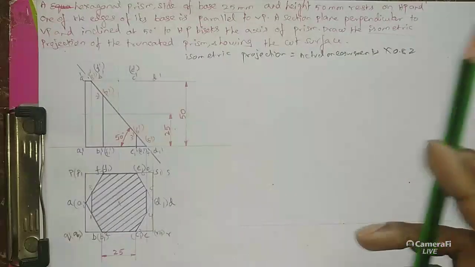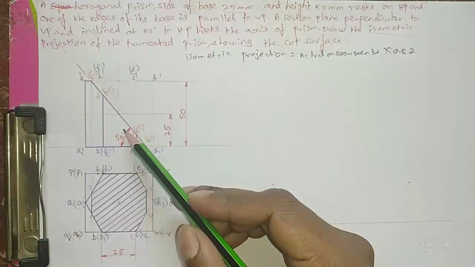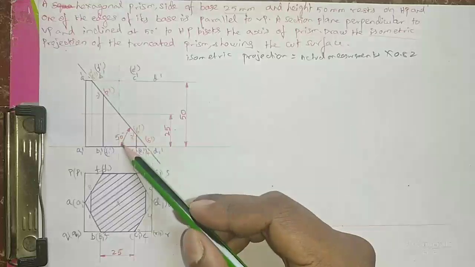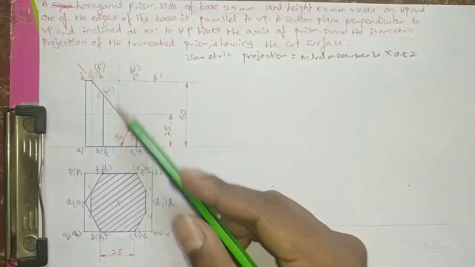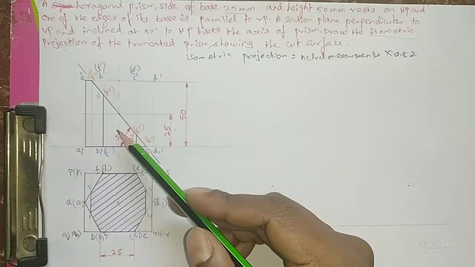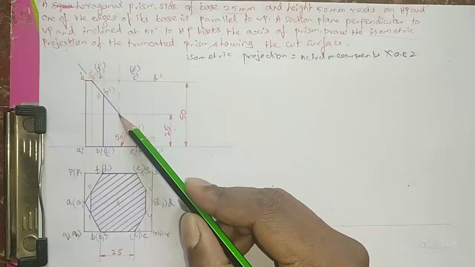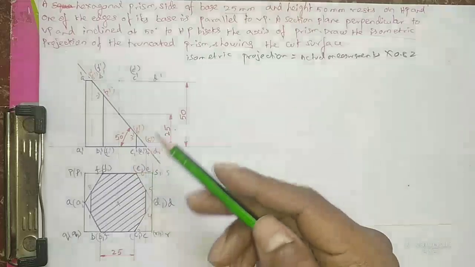Here, this is the section plane, because the section plane is perpendicular to VP and inclined at 50 degrees to HP as usual. So this is inclined at an angle of 50 degrees and it bisects the axis of the prism, which is at the midpoint. Now we have to make out the measurements.